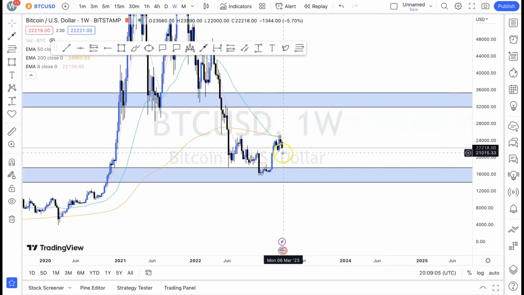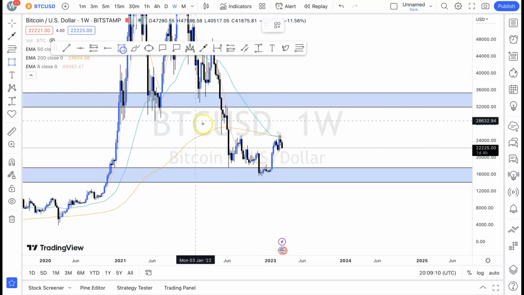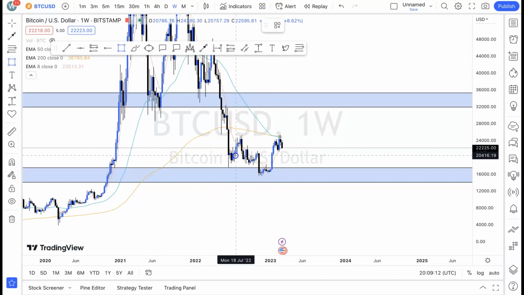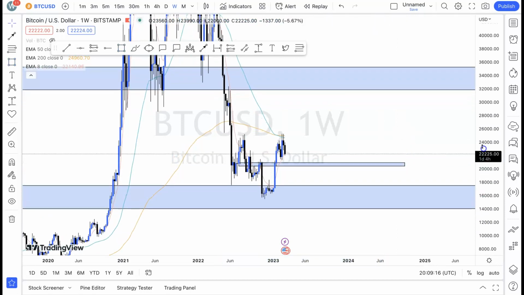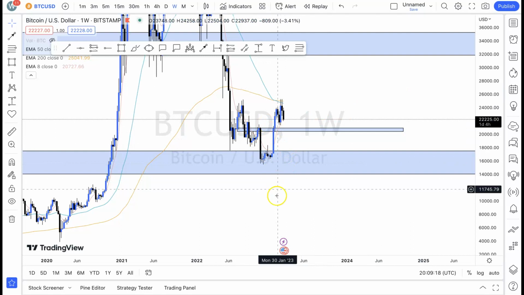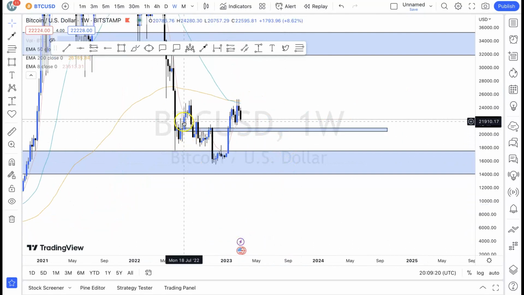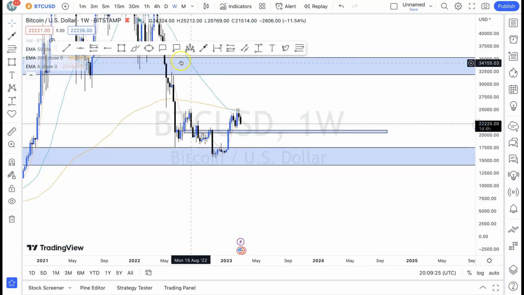I expect price to try to find support. There's several levels here that would like price to find support at. So we want to see, can price find support along these levels, then probably another push higher. So this is what the weekly looks like.